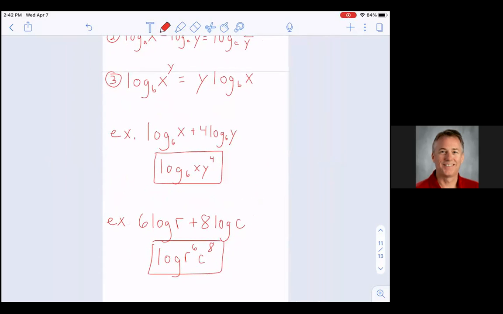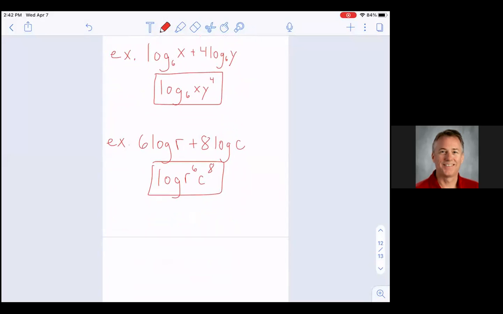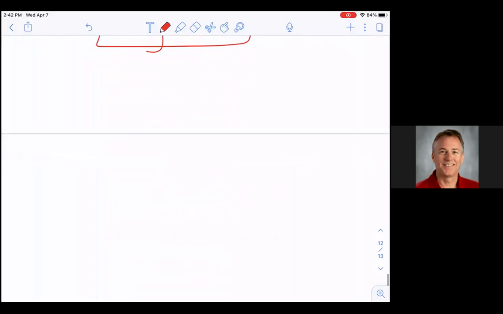All right, how are we doing so far? Okay. All right, well then we'll throw you another one here. Let's do 2 natural log of x plus 3 natural log of y minus 4 natural log of z.